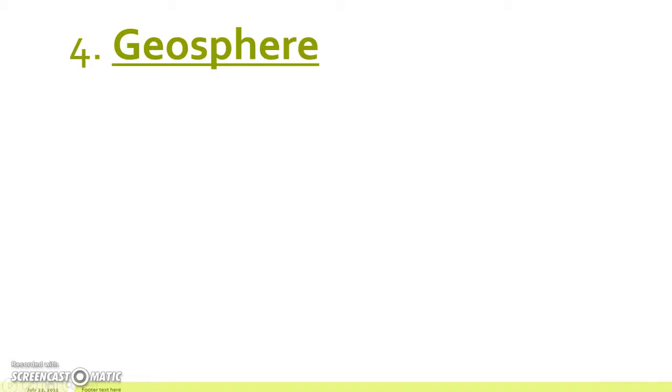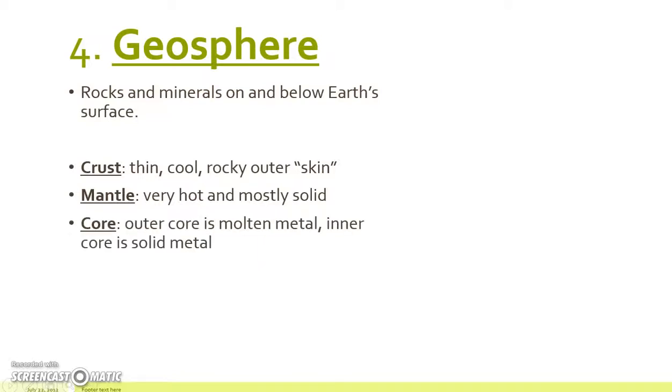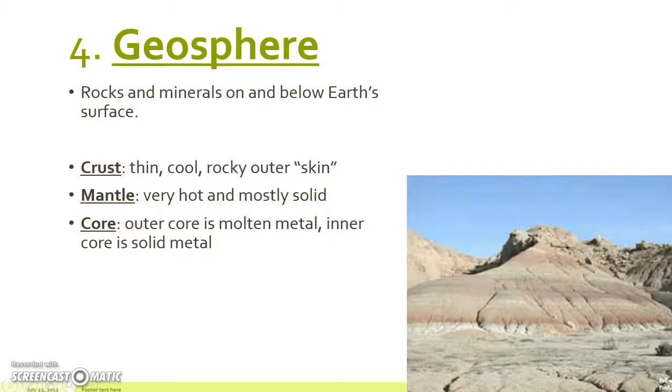The last sphere is the geosphere. It's your rocks and your minerals that are on or below the Earth's surface. And there are 3 pieces that you need to know about. The crust, which is the thin, cool, rocky outer skin. Then you have the mantle, which is very hot and mostly solid. Remember, I said mostly. The core, you have 2 pieces. The outer core, which is molten metal. And then you have the inner core, which is solid metal.